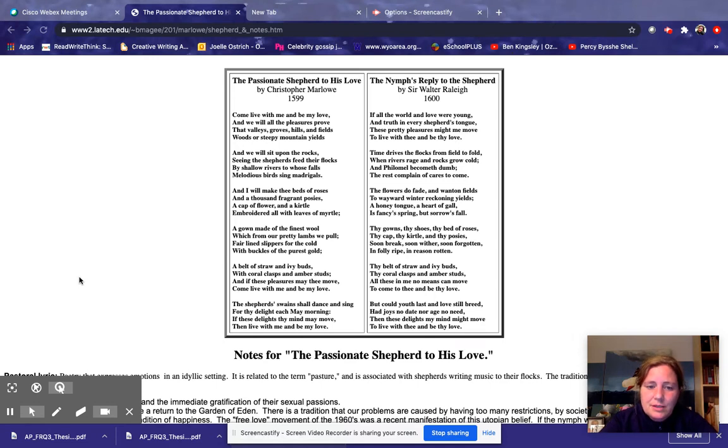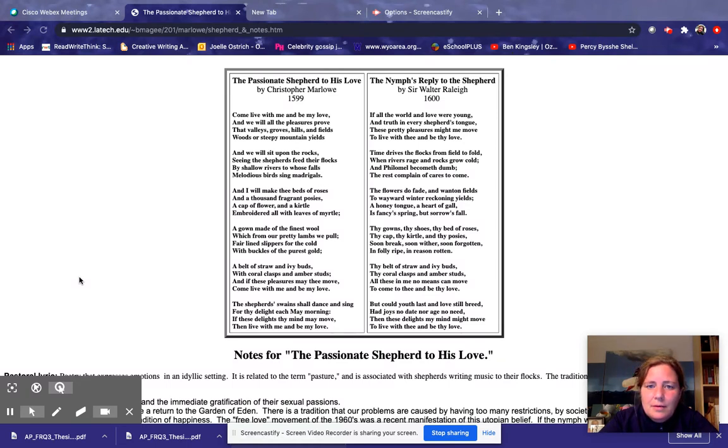Okay, now moving to the second poem. The Nymph's Reply to the Shepherd. Sir Walter Raleigh wrote this in 1600. He was somebody who went to the New World, he engaged in trade, he brought things back to England, I believe, like tobacco. And he was a rival of Marlowe's and did not like him. So he is going to write the smackdown of Marlowe in the voice of the woman.